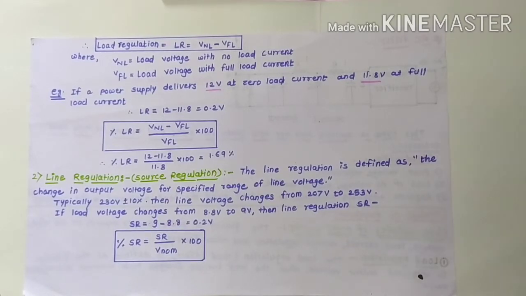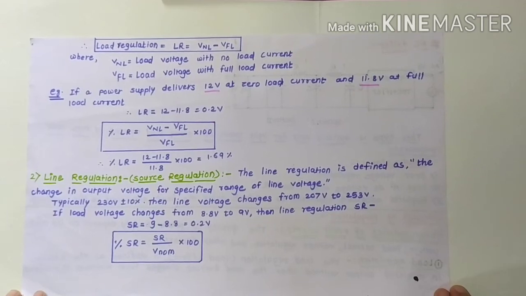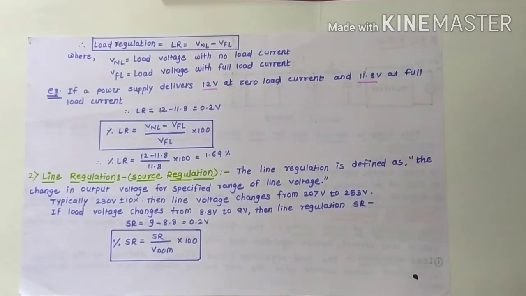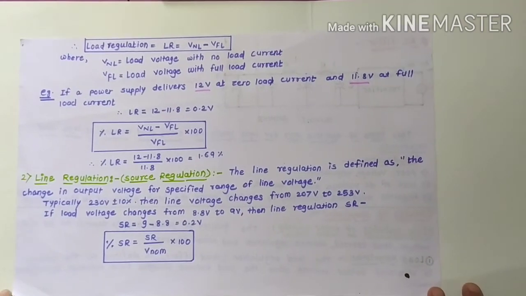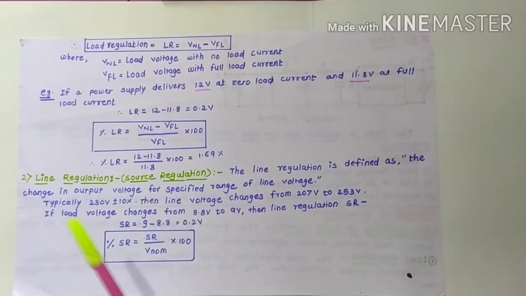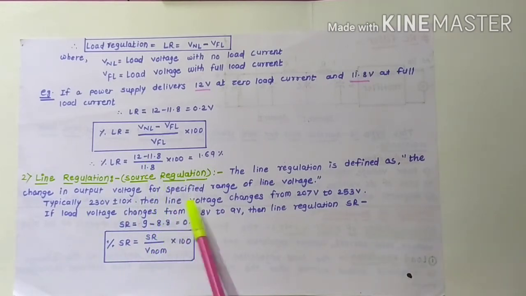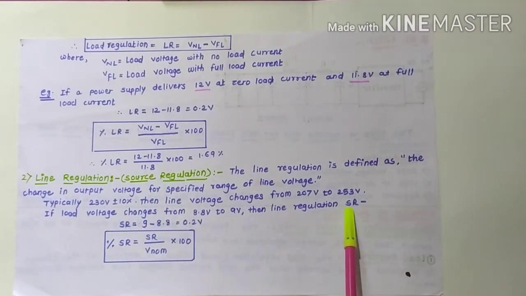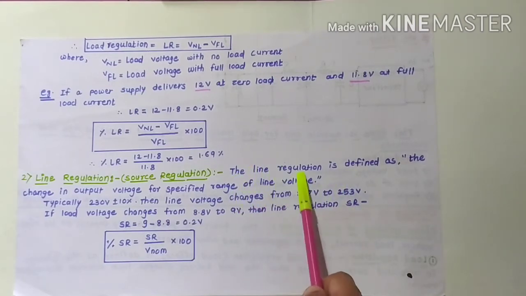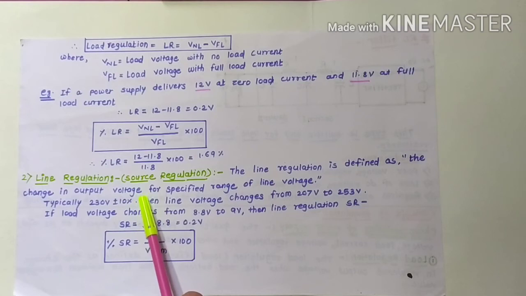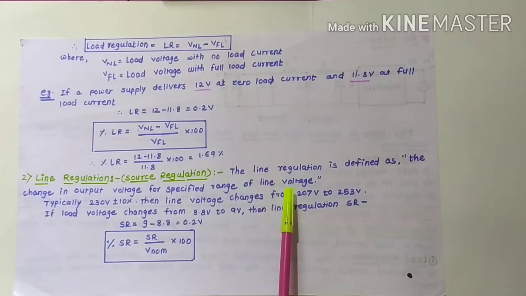Okay, now after load regulation, the second characteristic of power supply is line regulation. This line regulation is also called source regulation, or simply we can write it as SR. The line regulation is defined as the change in the output voltage for a specified range of line voltage.